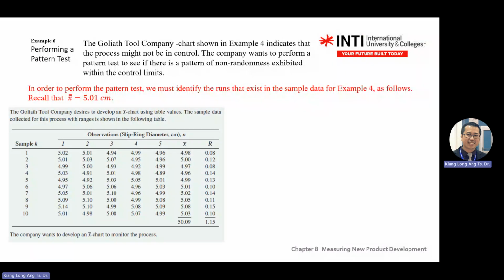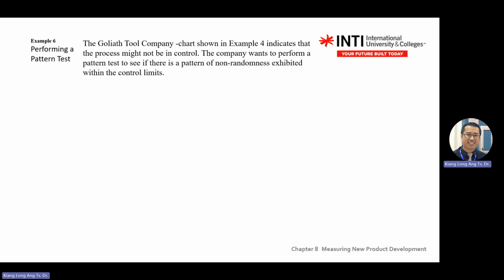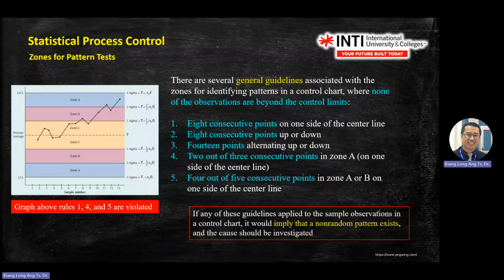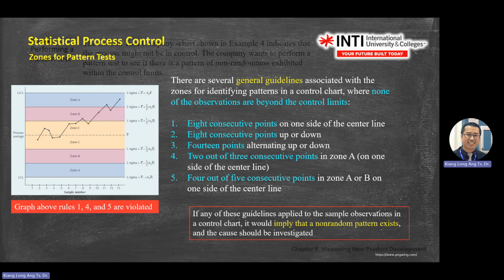Example 6. You want to see whether there's a pattern for this one. For example 6, same data, and you want to see whether it is random or non-random. You need to calculate the sigma 1, sigma 2, sigma 3 lines first by taking x double bar plus 1 over 3 A2 R bar. The second line is x double bar plus 2 over 3 A2 R bar. The third one is x double bar plus A2 R bar. You need to calculate that one.